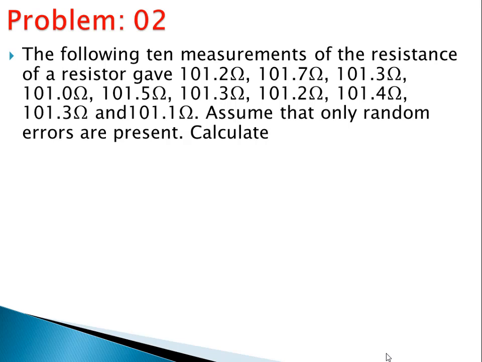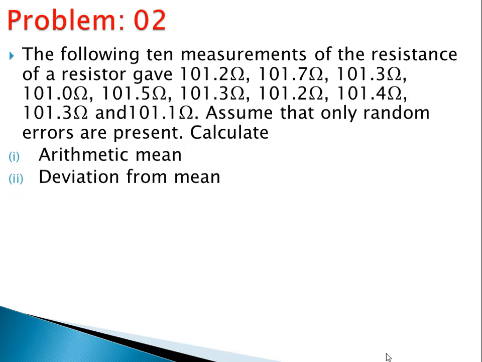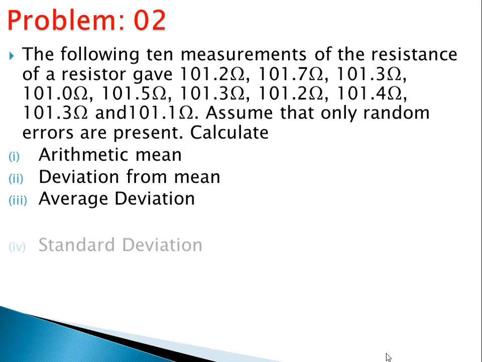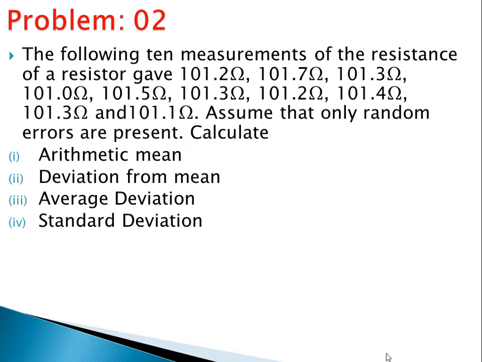So calculate the first term, that is arithmetic mean, the second term, deviation from mean, the next term, average deviation, the fourth term, standard deviation, the next one, variance, and the last term which you have to find is probable error.